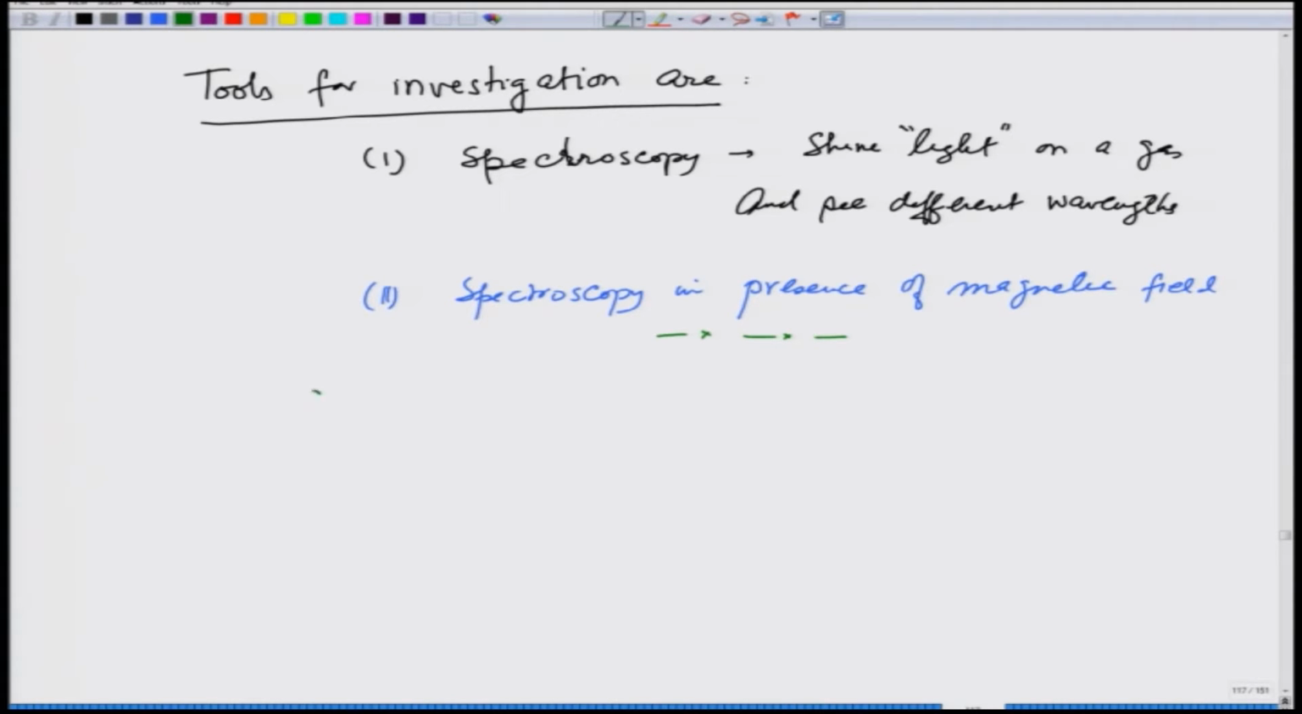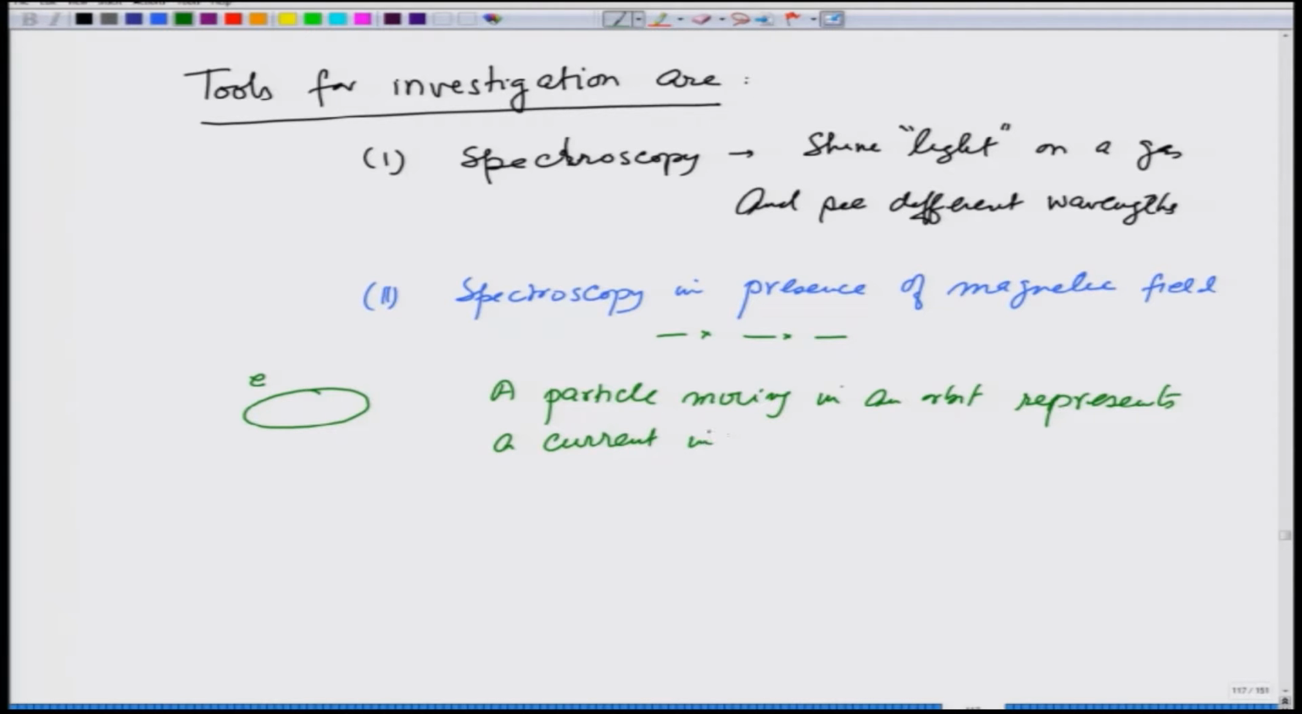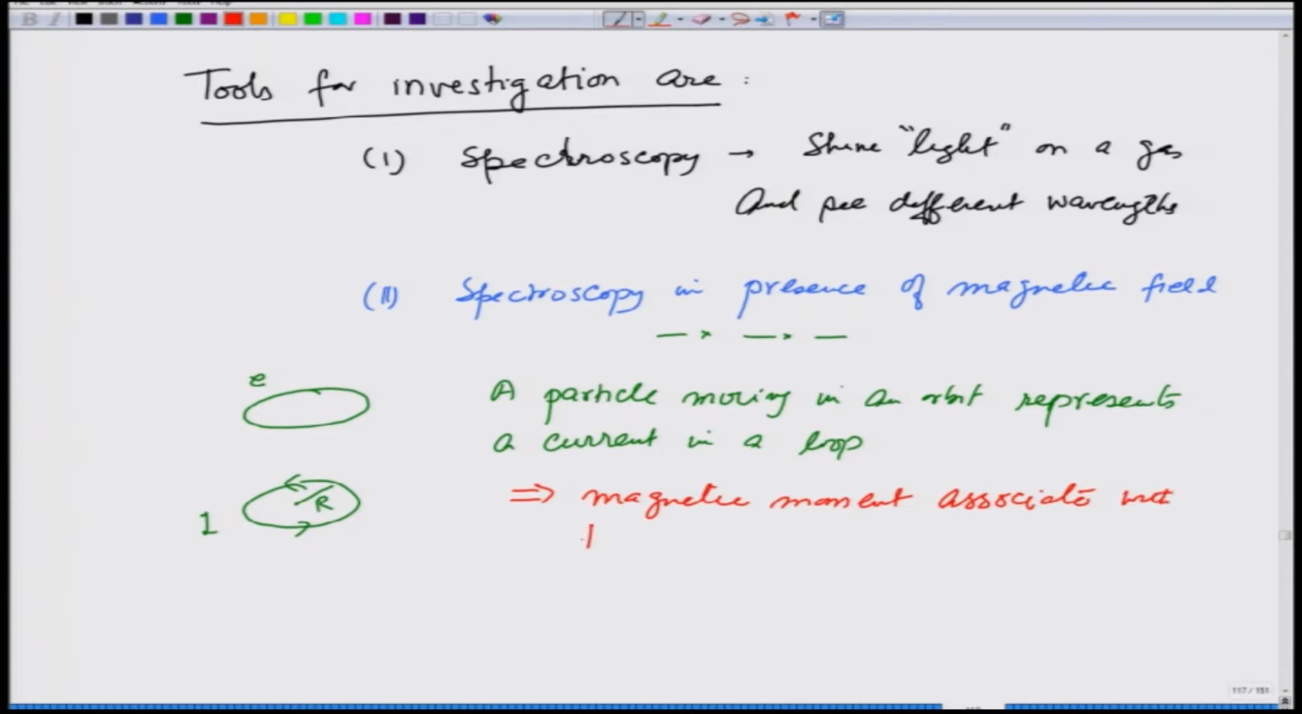You see, whenever there is a charged particle moving in a circle, for example an electron, a particle moving in an orbit represents a current in a loop, and a current in a loop, if there is a current I in a loop of radius r, implies a magnetic moment associated with the motion.